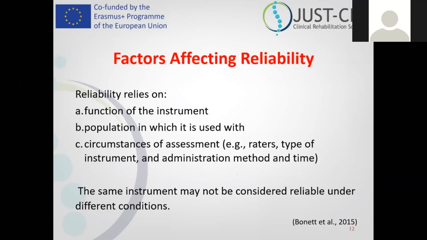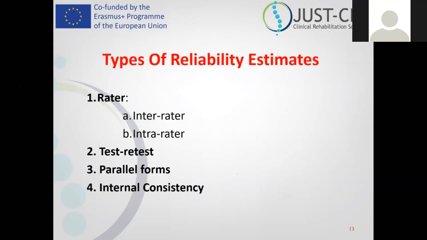There are four major types of reliability, which are raters reliability, test-retest reliability, parallel forms reliability, and internal consistency. These are the four major types of reliability, and raters reliability is divided into two sub-categories, which are inter-rater reliability and intra-rater reliability.